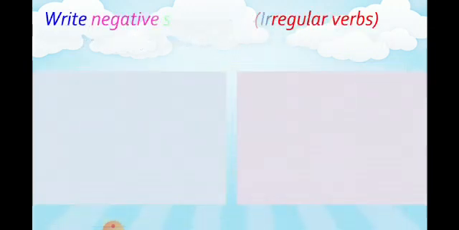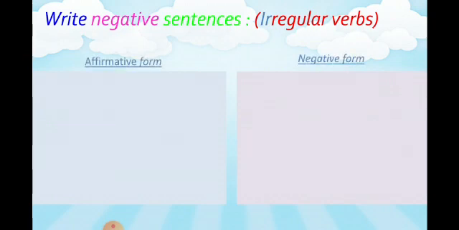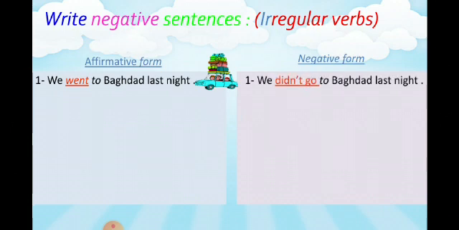Now we are going to deal with irregular verbs. How can we negate the irregular verbs? الآن سوف نتعامل مع الأفعال الغير قياسية أو الأفعال الشاذة. Number 1. We went to Baghdad last night. We didn't go to Baghdad last night. The first step is still the same. أول خطوة بقت كما هي.